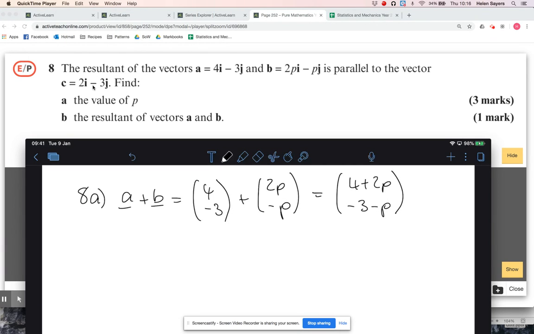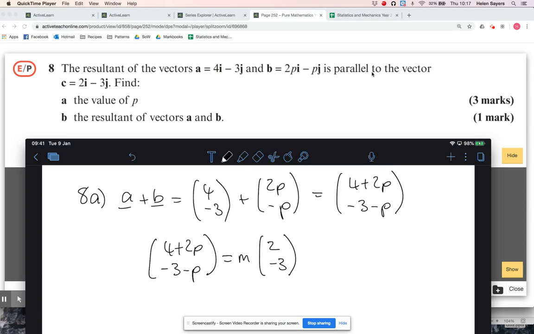Where you've just got to be a little bit careful is that it doesn't tell me that that equals 2i minus 3j, it tells me it's parallel to it. So again, I'm going to work in column vectors. So 2i minus 3j would be (2, -3). That's not totally complete what I've written there, because as I said, it's not that they equal each other. It's that they are parallel, so they are multiples of each other.